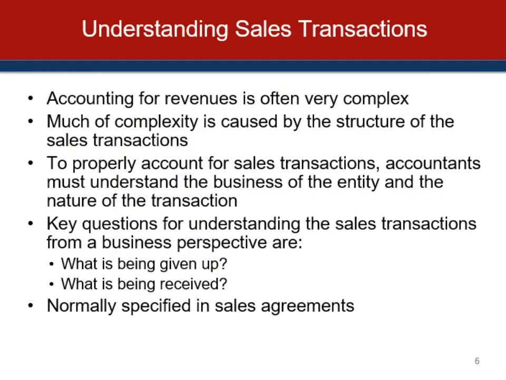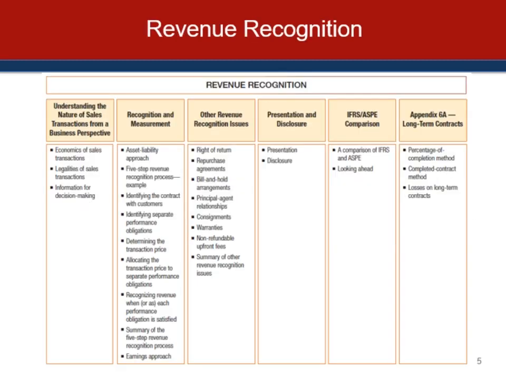So, moving into, let's take a quick scan of the outline of the PowerPoint. So we've talked about the nature of sales transactions, what exactly that means. We'll talk about the different approaches, the asset liability approach being the new one, and some more of a balance sheet approach. And we'll talk about how we actually measure the key steps in that process. We'll talk about other revenue recognition issues, such as the right of return of assets. Have you really sold it if they have the right to give it back to you?